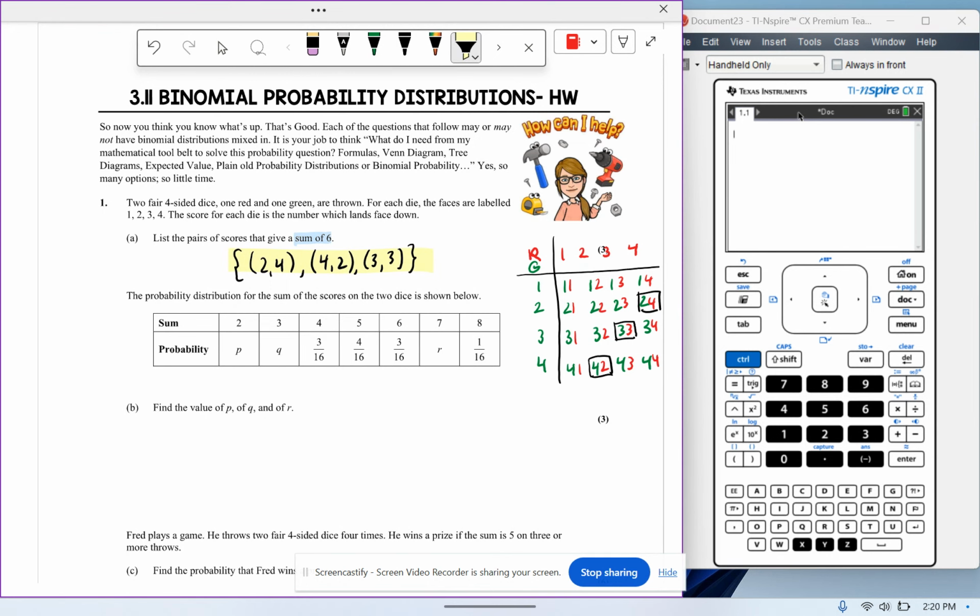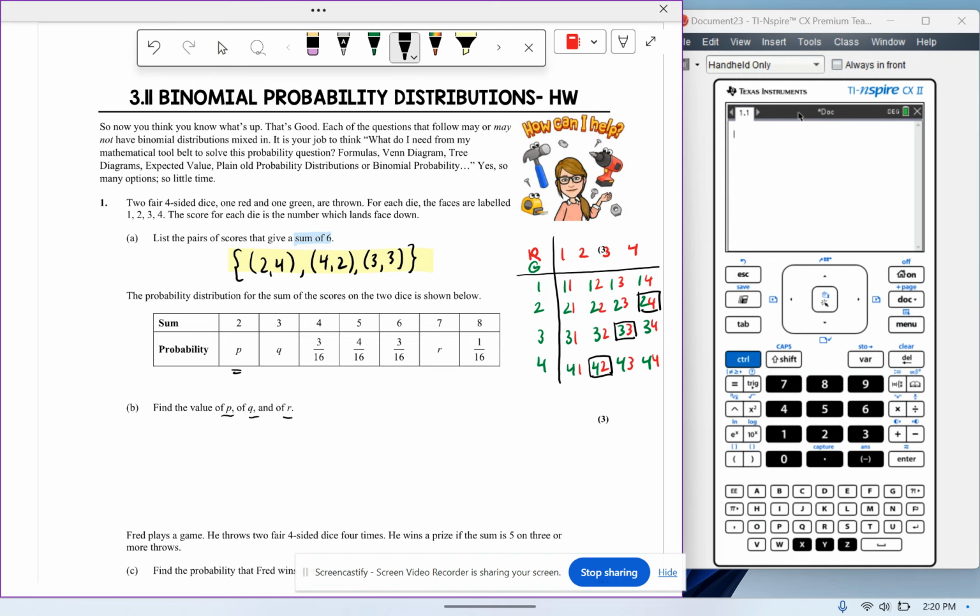The probability distribution for the sum of these scores on the two dice is shown below. So I've got 3 over 16 for sums of 4, sums of 5 is going to be 4 over 16, so on and so forth. If I'm trying to find the value of P, Q, and R, I'm going to have to look to my illustrated sample space, and let's find P first because it's right here.